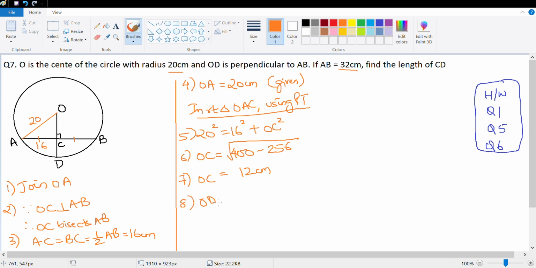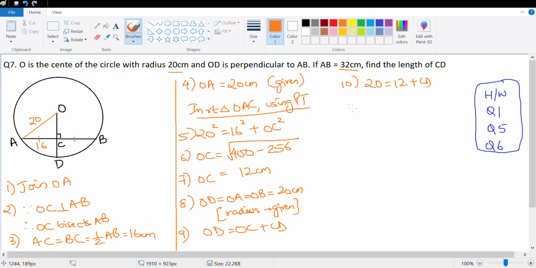Next, OD is equal to OA is equal to OB is equal to 20 centimeter, which is radius which is given. Now I need to find the value of CD. Should be simple now. OD is equal to OC plus CD. In this case, OD is 20, OC we just calculated as 12, plus CD, which means CD is equal to 20 minus 12, that's 8 centimeter. That was the question. We've calculated CD. Let's look at the next question.